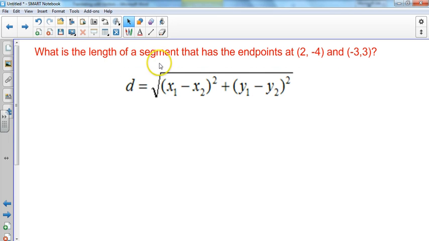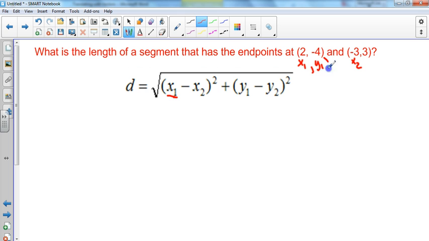What is the length of a segment that has the endpoints at (2, -4) and (-3, 3)? Let's use our distance rule to actually find the length of this segment, and then I'll show it to you on a grid and see if it makes sense. All that we have to do with our distance formula is identify the x-coordinate of one of our points. Maybe I'll call this x1. That makes this the x-coordinate of our other point, x2. Therefore, this would be y1, the y-coordinate of our first point, and then this would be y2, right?